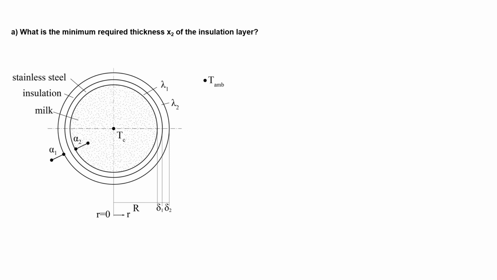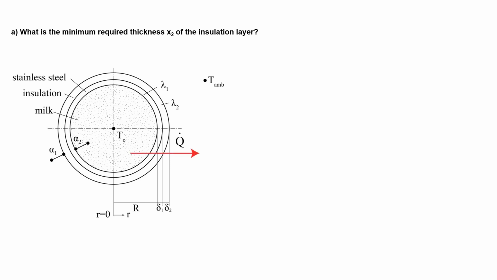In such a problem, we can derive the thickness by setting up an energy balance, but before doing so, we should understand the given situation. It is given that the milk has a higher temperature than the ambient temperature, which means that we'll have heat transfer from the milk toward the ambient.